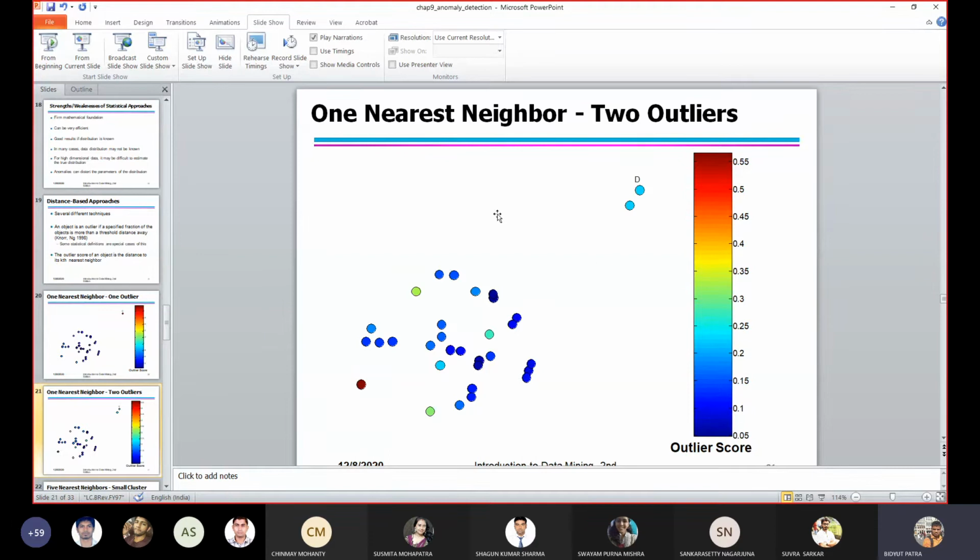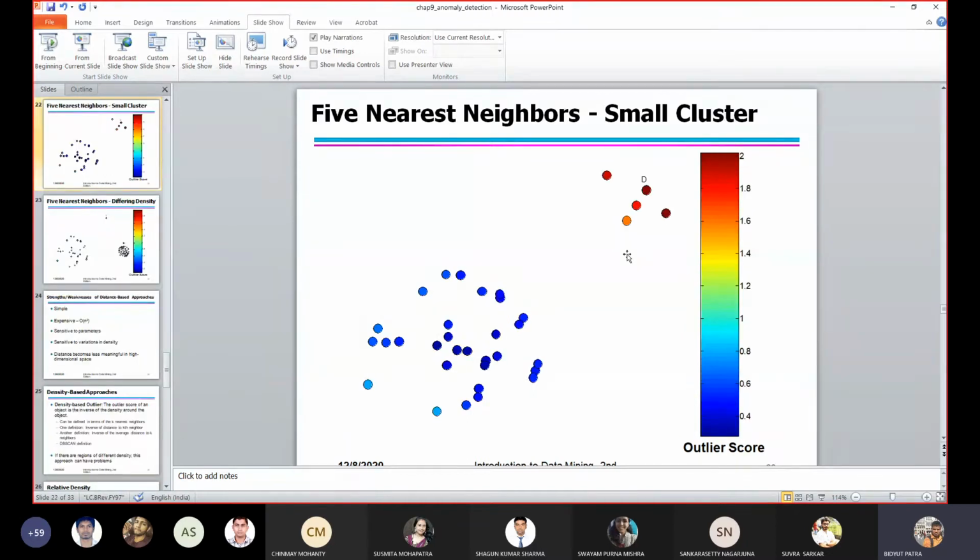So therefore, if you have a 1 nearest neighbor, the results will be different if you change the distribution a little. Okay. Now, if you consider the 5 nearest neighbor, you will get a different result. So therefore, what we see is this type of algorithm is quite sensitive to the kth nearest neighbor. What will be the value of k? Okay.